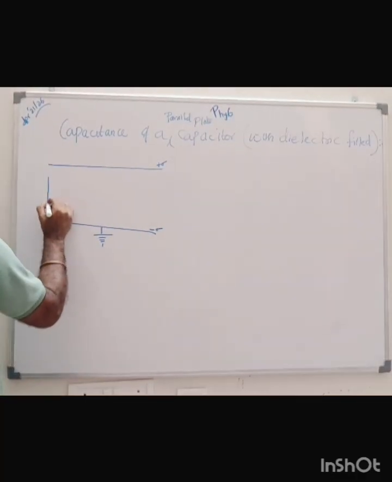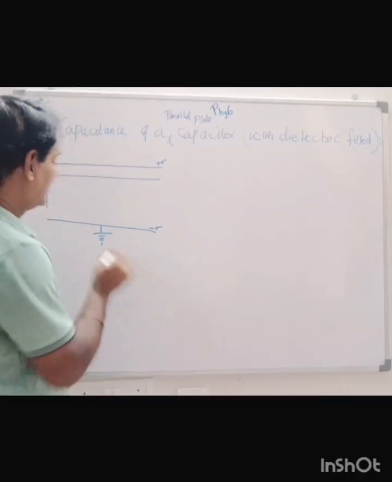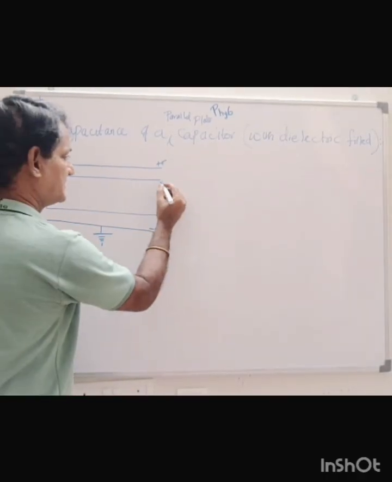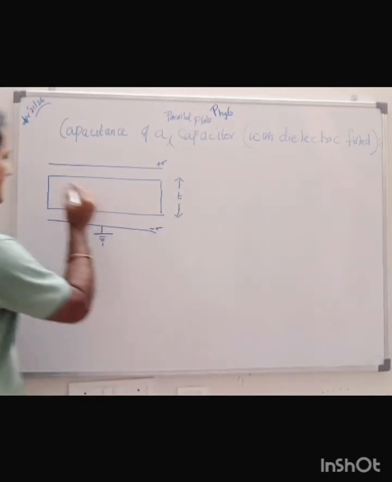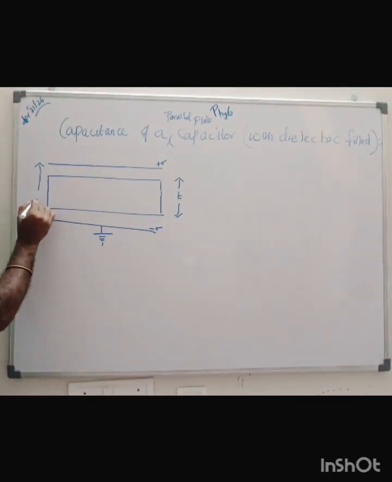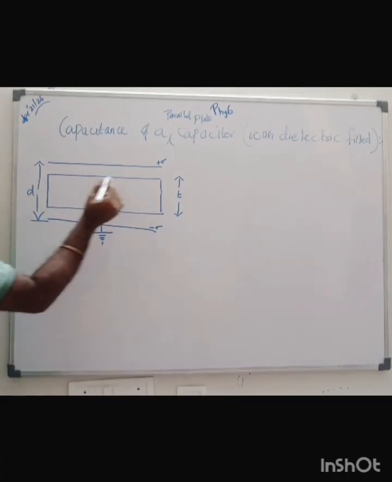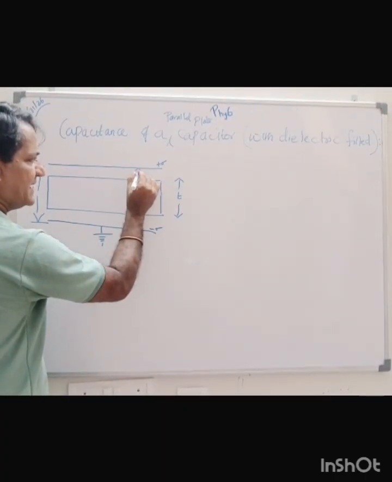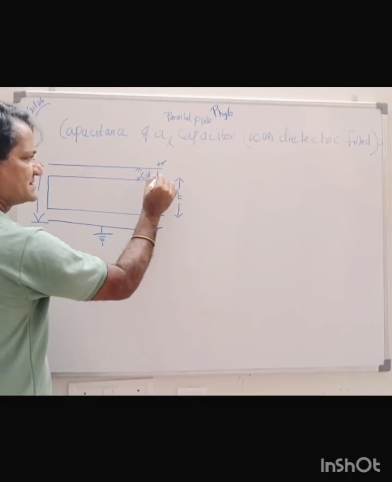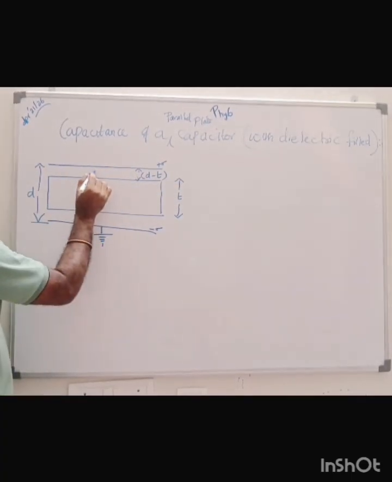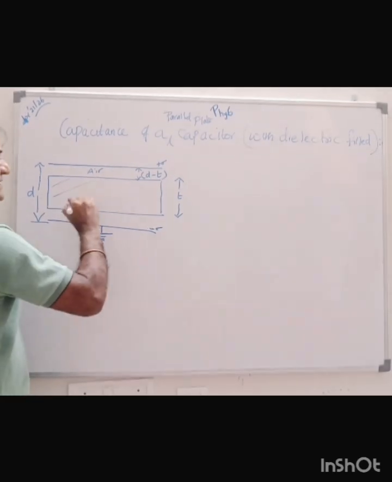Then if I introduce a dielectric slab of thickness t, the distance between the two plates is taken as d. So here the distance between the plate and the slab is taken as d minus t. So here air is present, and here the medium is the dielectric slab.